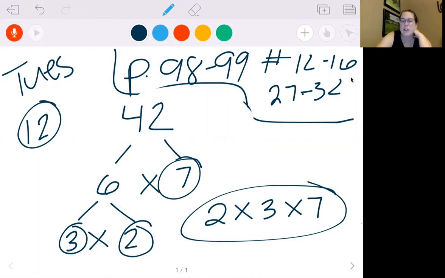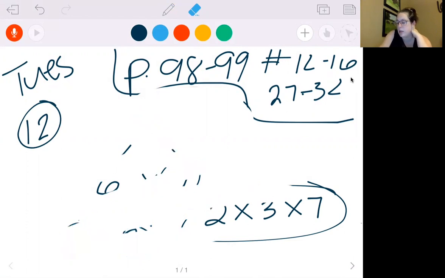We did that together. You're going to do 12 through 16. Then you're going to do 27 through 32, which is going to be pretty much the exact same thing you just did. So give me just a second.